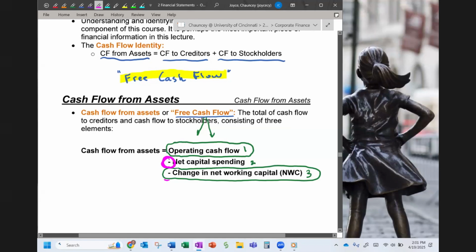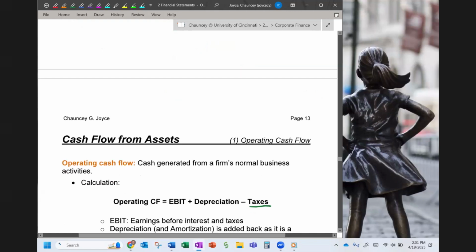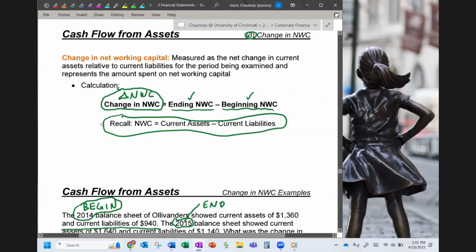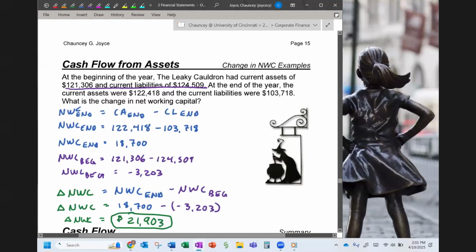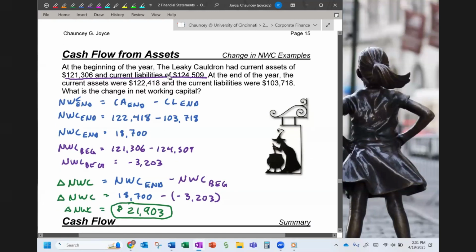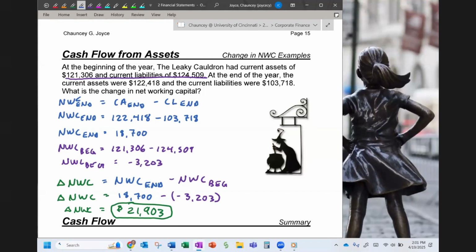Let's take a look at another example and see how we do. At the beginning of the year, the Leaky Cauldron had current assets of 121,306 and current liabilities of 124,509. At the end of the year, the current assets were 122,418 and the current liabilities were 103,718. What is the change in net working capital? Take a second to see if you know how to outline this.